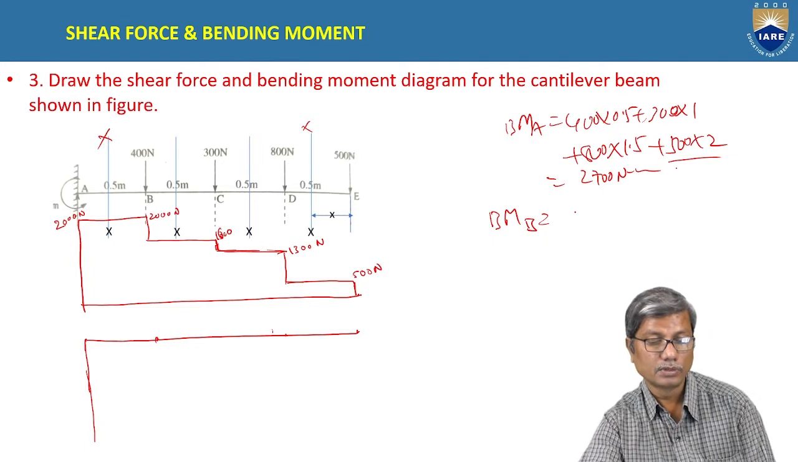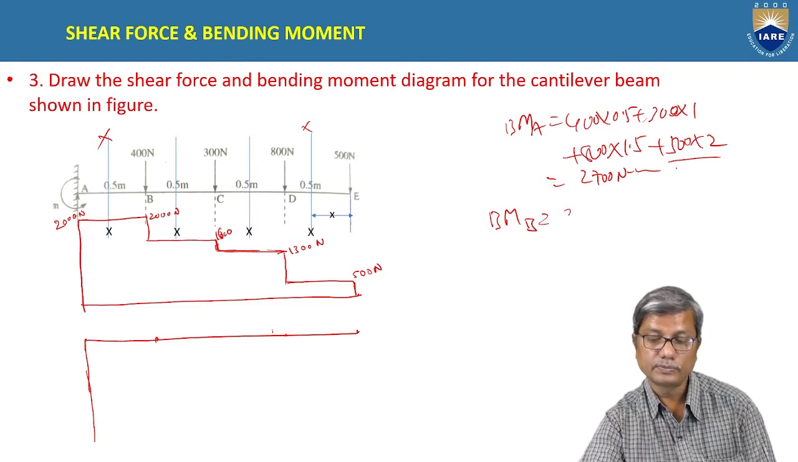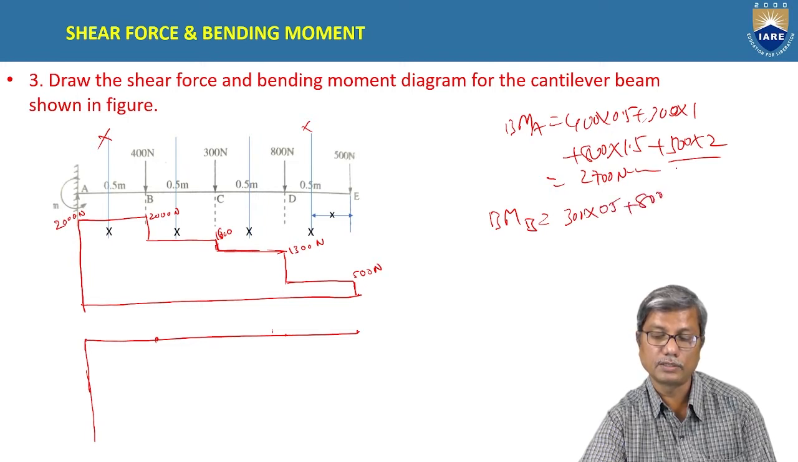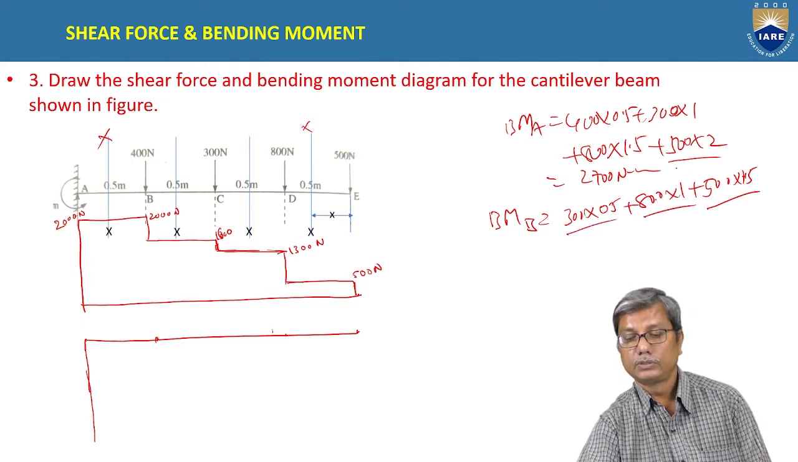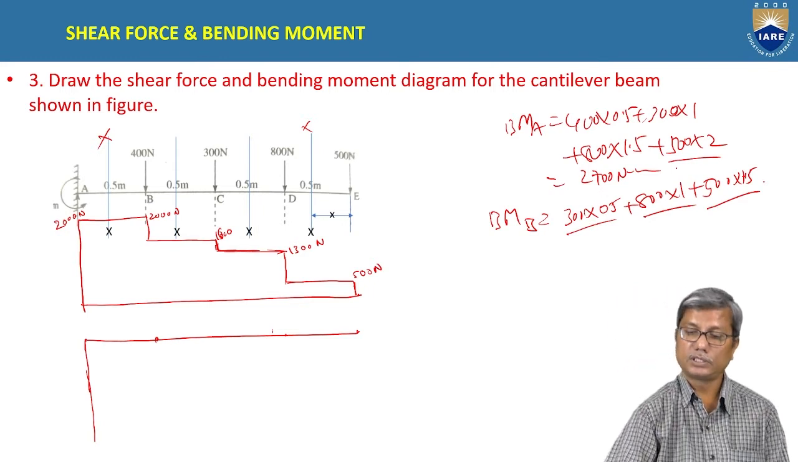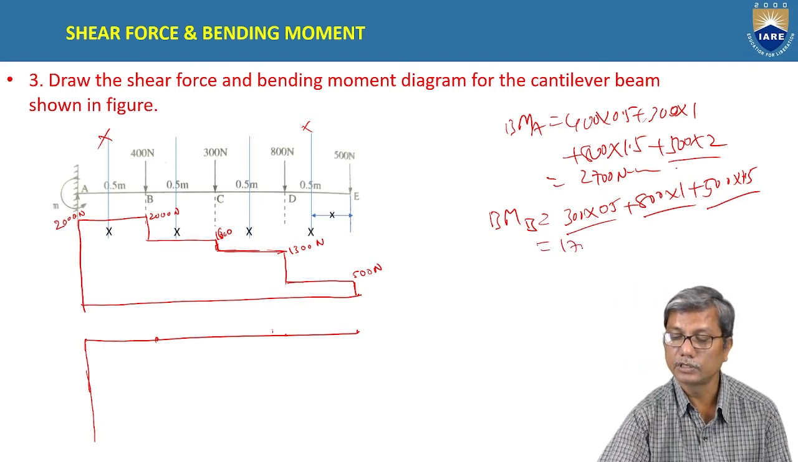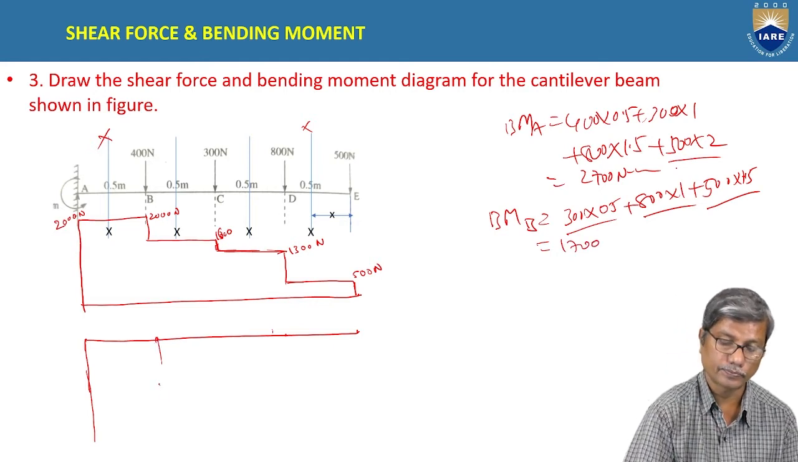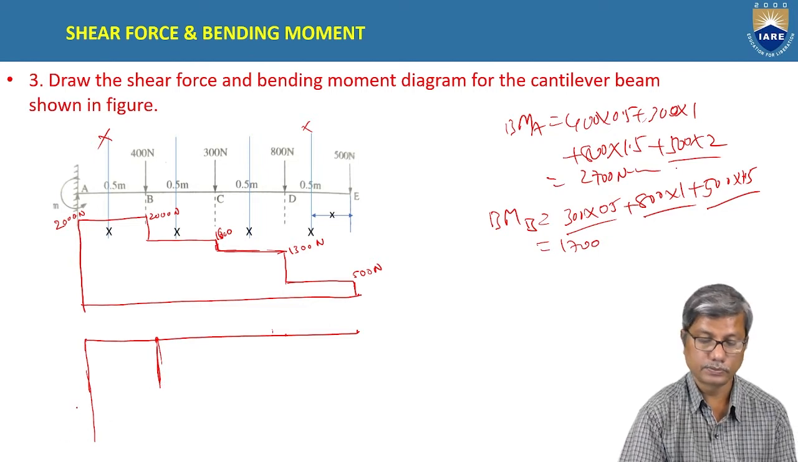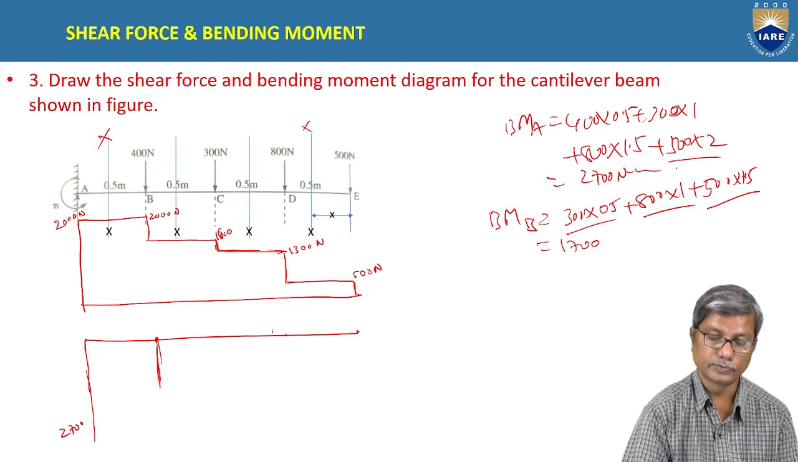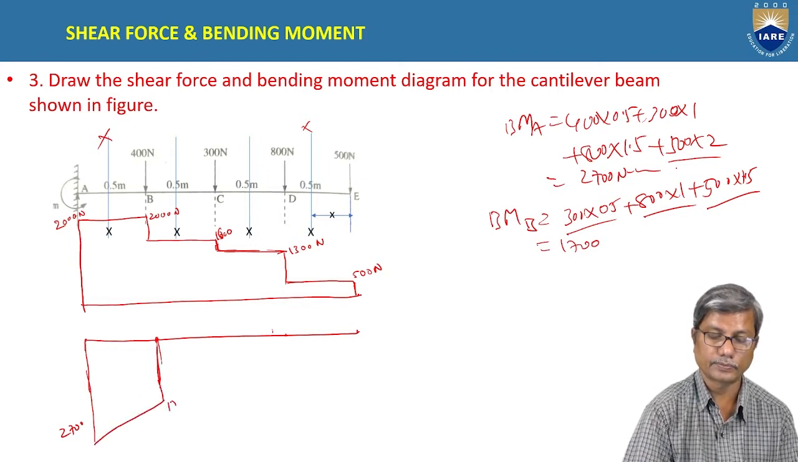And bending moment at B, considering right hand side, is 300 into 0.5 plus 800 into 1 plus 500 into 1.5. So this is 150 plus 800 plus 750. So 950 plus 750. It is 1700. Okay. This is 2700 here and 1700.